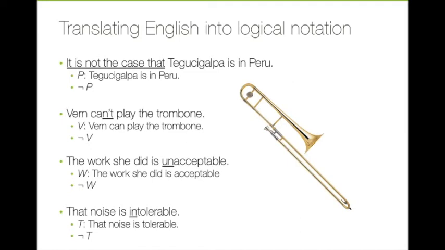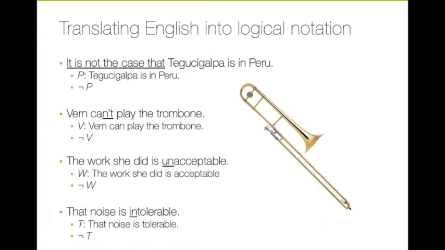So, "the work she did is unacceptable." That's the negation of the English sentence, "the work she did is acceptable." So not W accurately captures the original English meaning. It's not the case that the work she did is acceptable. So again, the symbol you can think of as a short form of "it's not the case that," and then our atomic sentence letter represents the positive meaning of the statement.